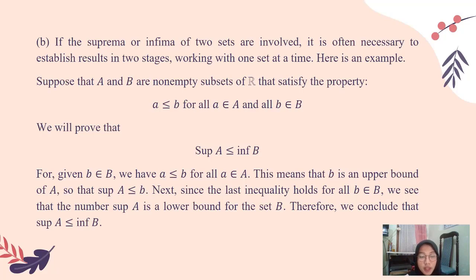For a given b an element of set B, we have a is less than or equal to b for all a an element of set A. This means that b is an upper bound of set A, so that sup A is less than or equal to b. Next, since the last inequality holds for all b an element of set B, we see that the number sup A is a lower bound of the set B. Therefore, we can conclude that sup A is less than or equal to inf B.